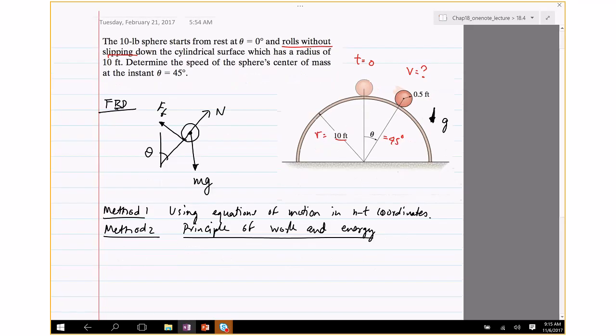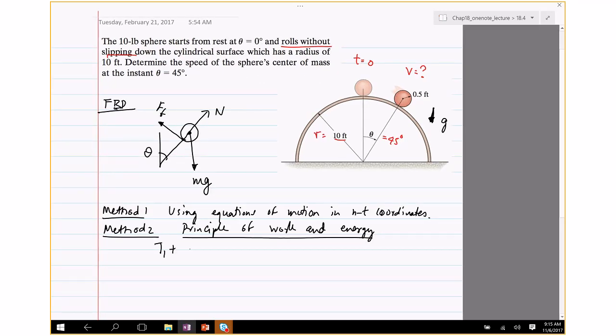So the principle of work and energy says that T1 plus U12 is T2. T1 is the initial kinetic energy at theta equals 0 degrees. We're told that it starts from rest, so T1 is 0. T2 is half m vg squared plus half I omega squared.